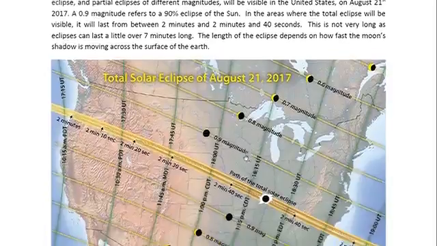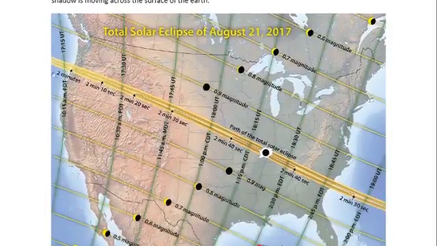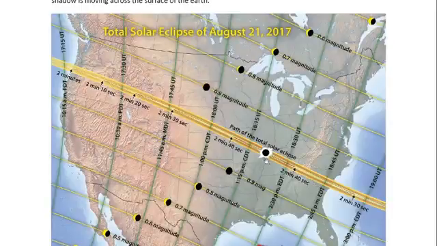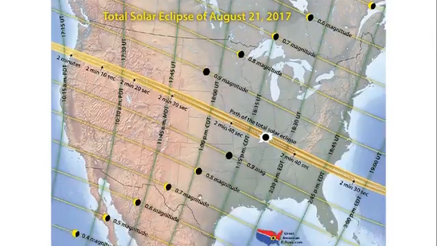And the track that it will form on the 21st of August has been mapped out already. This is the track, and it will be 70 miles wide. Outside the track, we will get the partial eclipses. There's the 0.9 magnitude, where we will see a 90% eclipse. There will be an 80% eclipse, and between here and there it will vary between 90% and 80%.